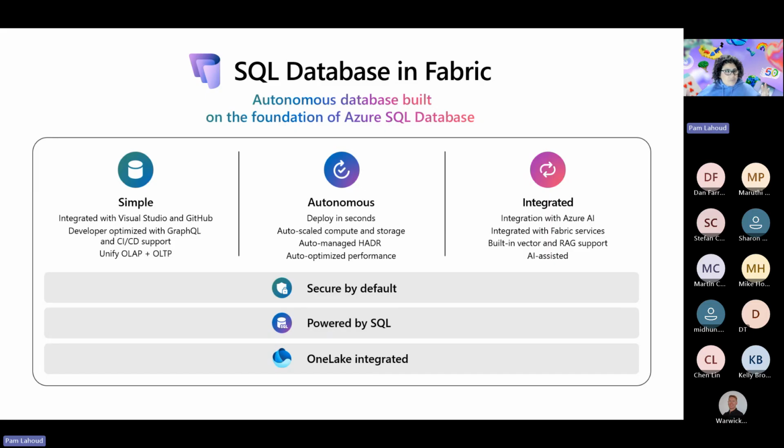And remember, the idea of Fabric is that it's easy, it's simple, it's SaaS, it's out of the box, things just work. And that's the idea of having SQL in Fabric. It's simple, autonomous, and integrated into Fabric. Now, the marketing you're going to see around this, and if you watch some presentations from FabCon or from Ignite, is the marketing spiel is simple, autonomous, and optimized for AI.